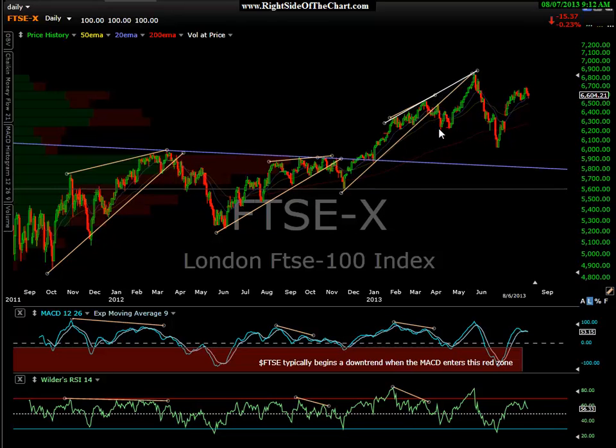In this case, we had a breakdown and a very high-level retest or backtest of the uptrend line, or wedge pattern, and that squeezed a lot of shorts out and convinced a lot of them that the breakout wasn't going to stick, and then boom, a very sharp correction.